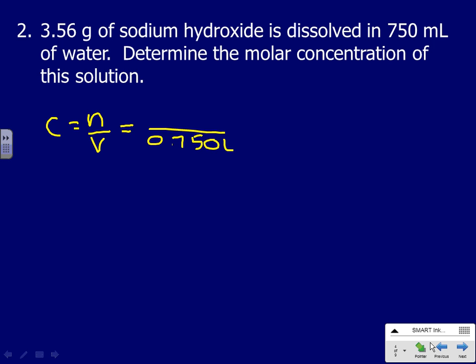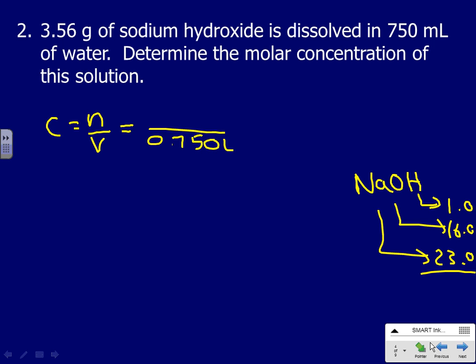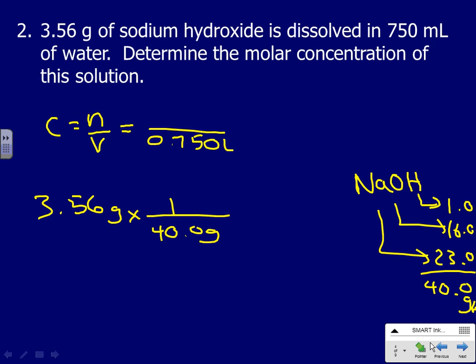Yeah, so I need a molar mass, turn it to moles, put the number in, and away I go. So we started with a mass, so I need a molar mass for sodium hydroxide, NaOH, 1.0, 16.0, 23.0. I think that's a 40, isn't it? 40.0 grams per mole. 3.56 grams, 40. Looks like 3 significant digits.